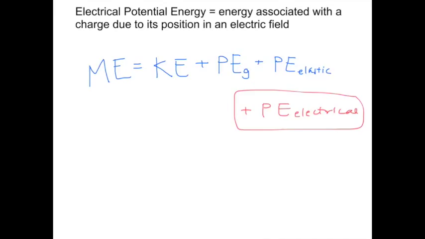So as I've written below, mechanical energy will now be equal to kinetic energy, which we learned about before. That's energy that results from the object's motion, plus gravitational potential energy, which I've written as Pe sub g, plus elastic potential energy, which is kind of like in a situation with a spring that's causing an object to move. And finally, we'll add on this last component, which is electrical potential energy, or Pe electrical.